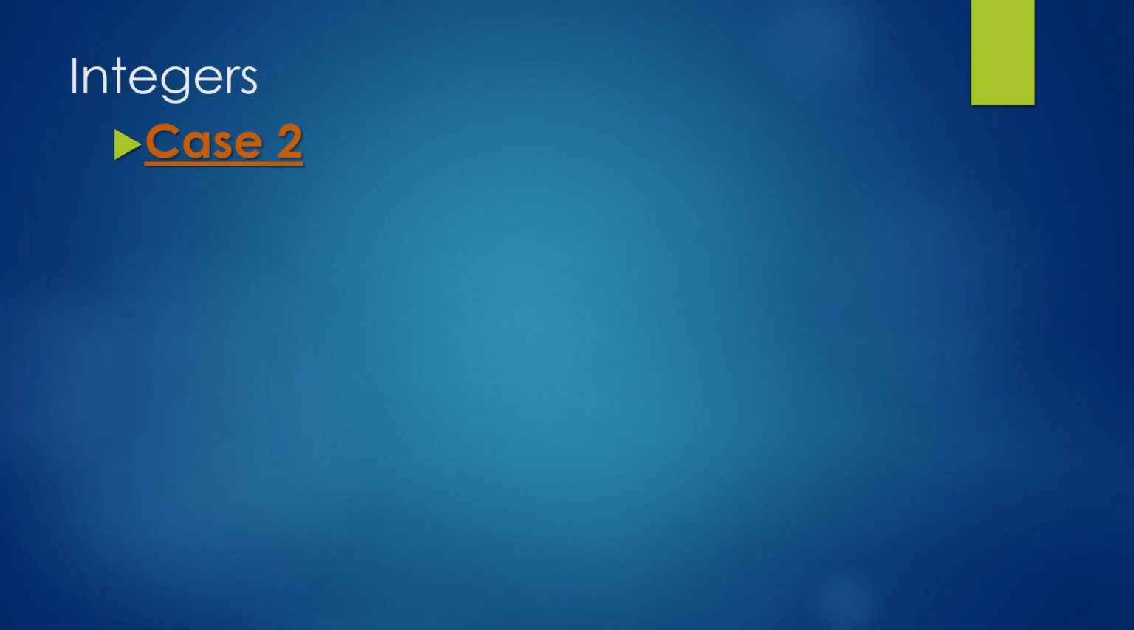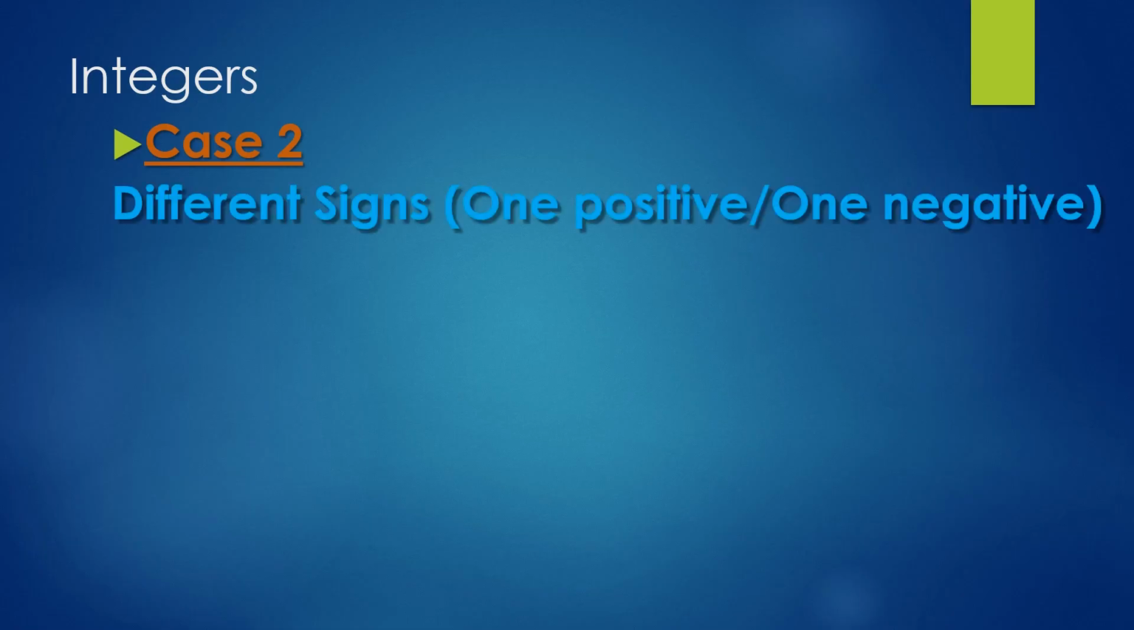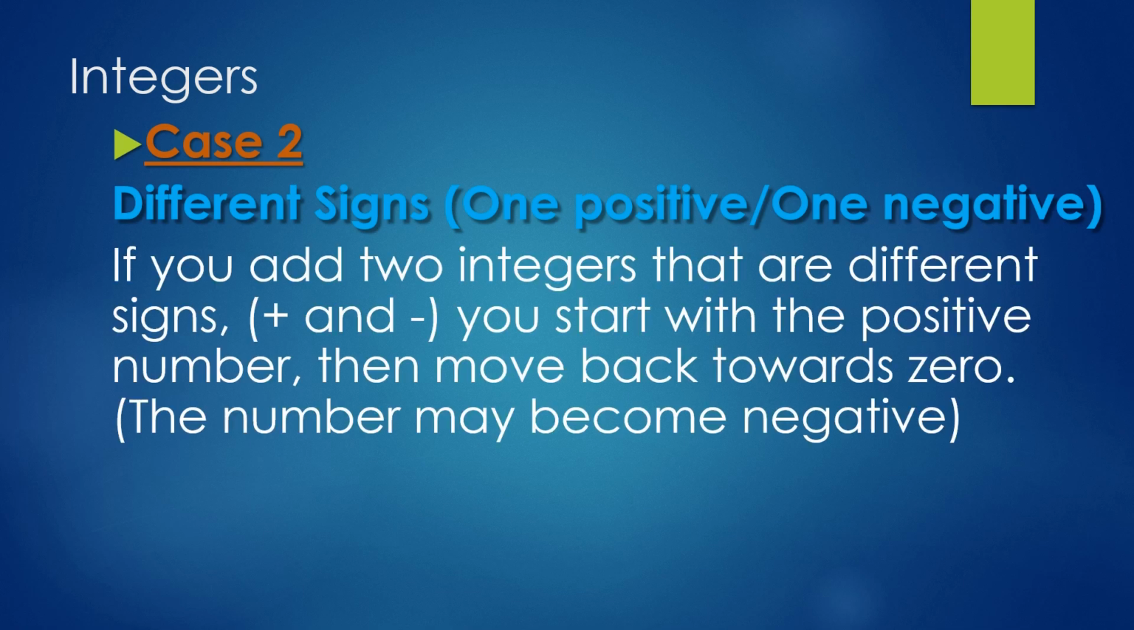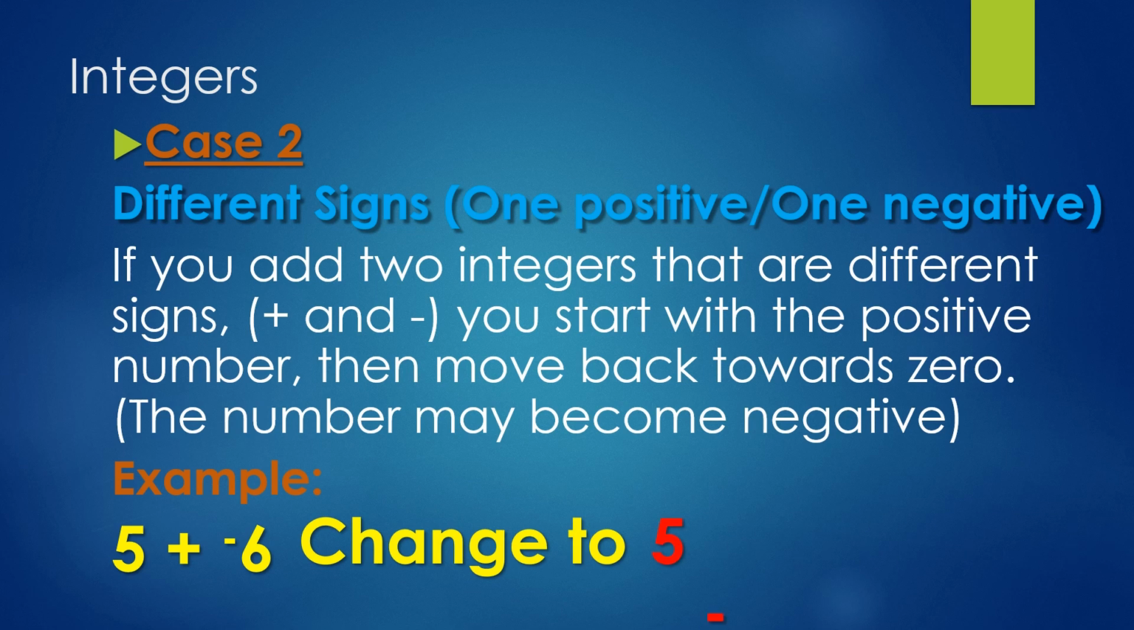Let's look at one from case number 2. Different signs. So one is positive and one is negative. If you add 2 integers that are different signs, you start with the positive number, in this case, and then move back towards the 0 because you're adding the negative. And the number, depending on how big that number is, can turn that result into a negative. Let's look at an example. 5 plus negative 6. Remember, we said if you add a negative, it's like you're subtracting. So we can change that to 5 minus 6, which would be negative 1.